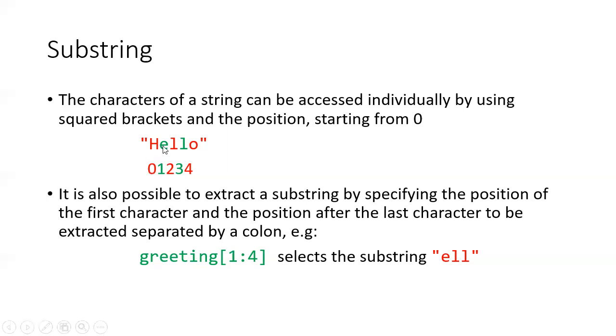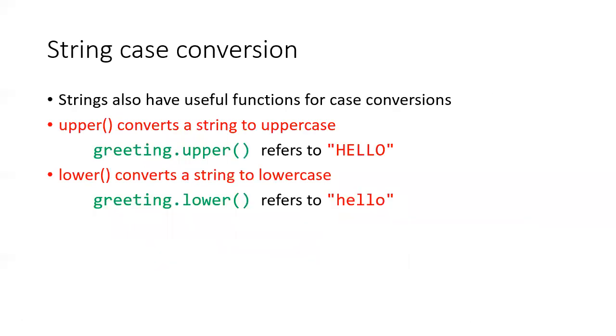So we would start with position 1, which is an E. We'd get position 2, which is an L. We'd get position 3, which is an L. And that's why we'd get the ELL. So it's positions 1, 2, and 3, not 4 and not 0. That's how we can get substrings.